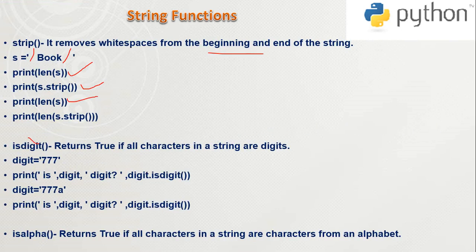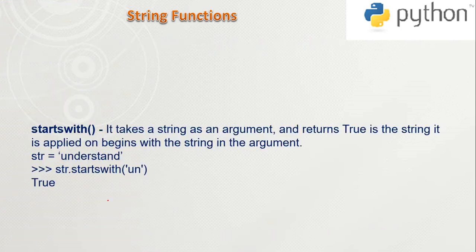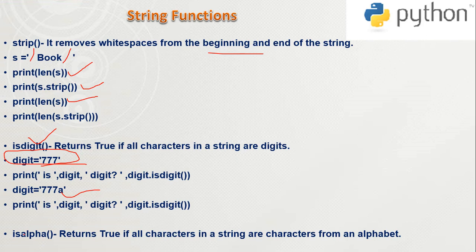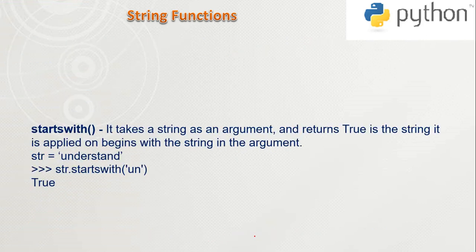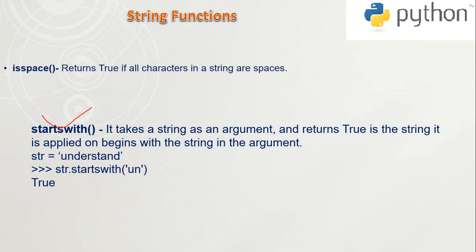We have a method called isdigit. This returns true if the string contains digits. Here I have digits, so this will return true. Here I have a character, so this will return false. We have a method called isalpha, which returns true if all characters in a string are alphabets. To check whether the string starts with a particular character, we use the function startswith. To check whether the string contains spaces or not, I should use the isspace function.